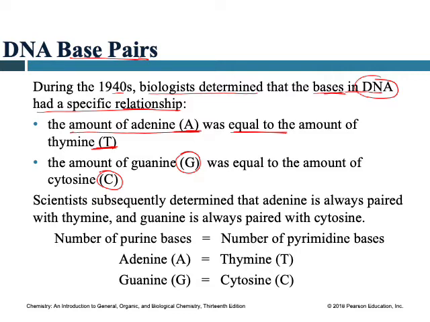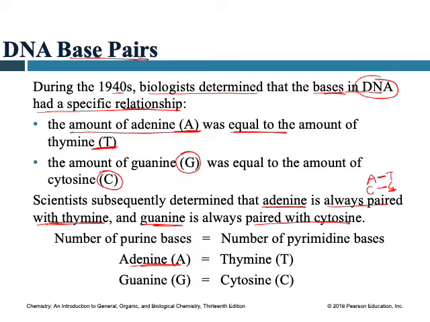They also found out that adenine always gets paired with thymine, and guanine is always paired with cytosine. It means whenever you have an adenine, it always gets paired with thymine. Whenever you have cytosine, it always gets paired with guanine.